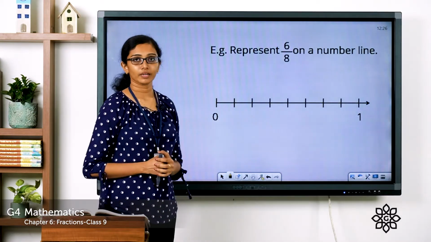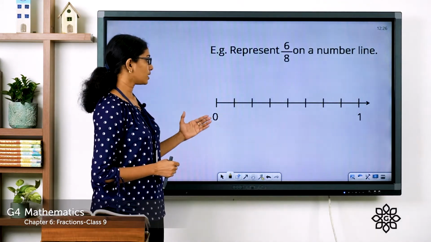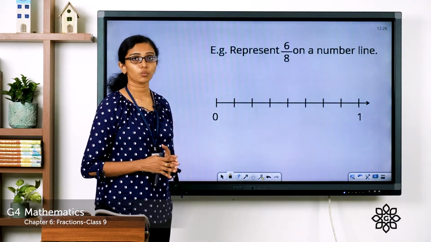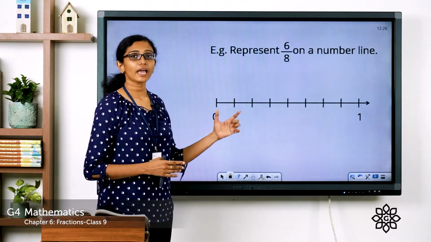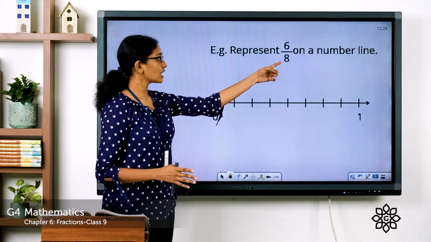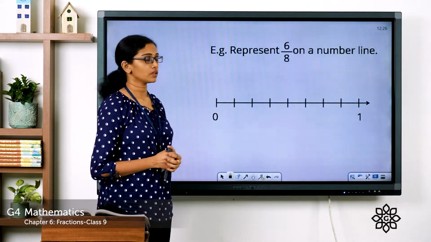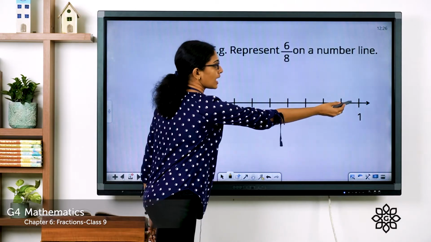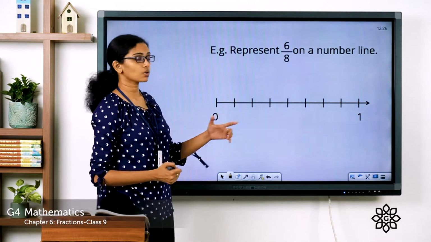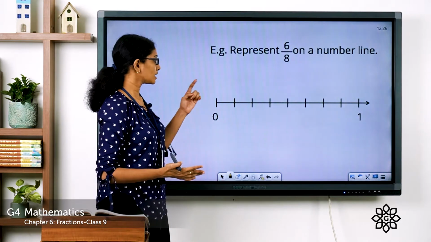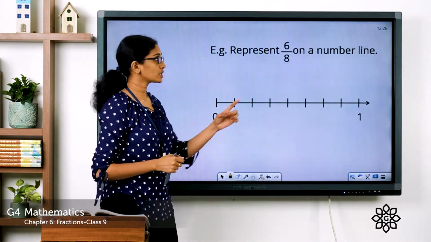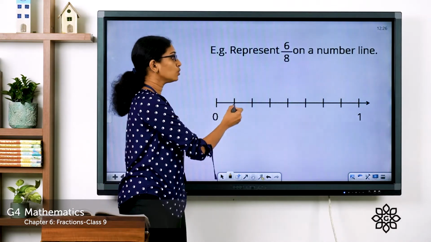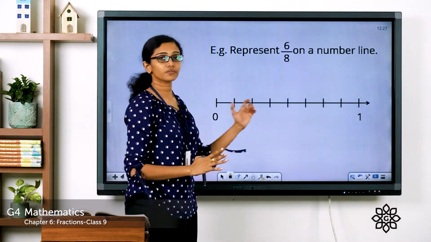Here you can see a number line and you can see the whole numbers 0 and 1, and the whole between 0 and 1 is divided into 8 equal divisions, which is equal to the denominator in the given fraction. So we have marked 1, 2, 3, 4, 5, 6, 7, 8 equal divisions between 0 and 1. Now the next step is to start counting from 0. We are going to consider the numerator now. The numerator is 6. So start counting from 0 and move 6 positions ahead of this 0.